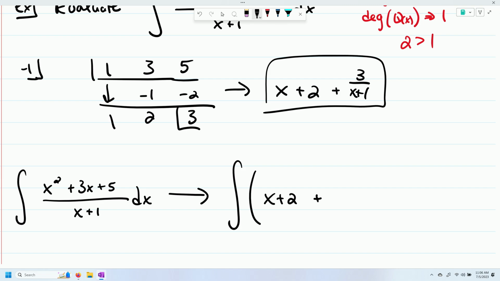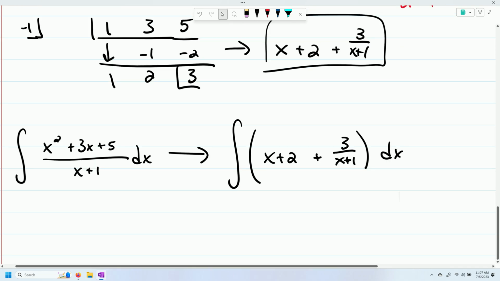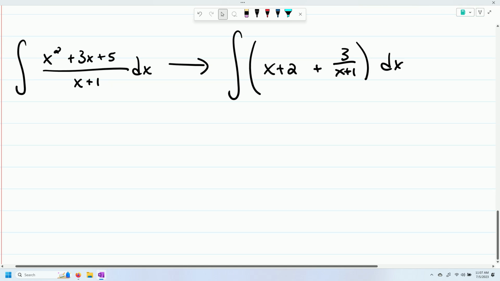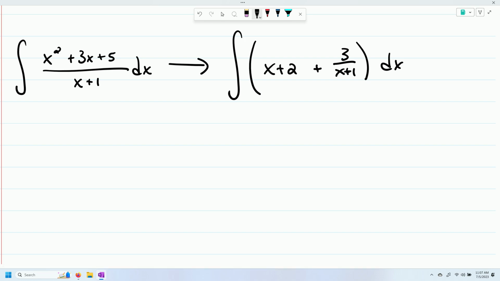the integral of x plus 2 plus 3 over x plus 1 dx. And you can see here we have a much easier integral now to perform. So going from left to right, the integral of x is going to be 1/2 x squared. The integral of 2 is 2x plus, now I guess I'll do this off to the right.